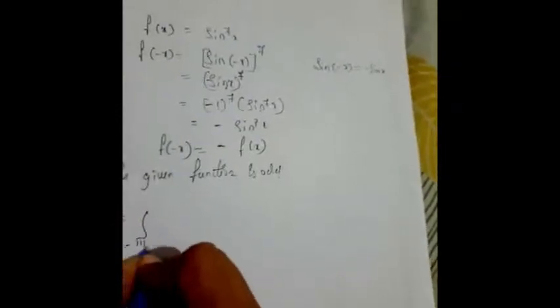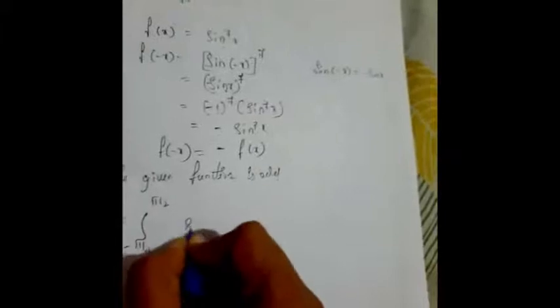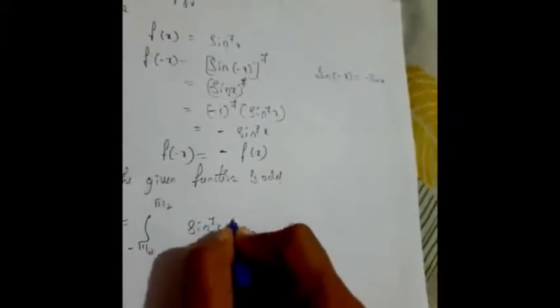Your given function is odd, so directly your answer is 0. Minus pi by 2 to pi by 2 sin raised to 7x dx is equal to what? 0. This type they ask for 6 marks.